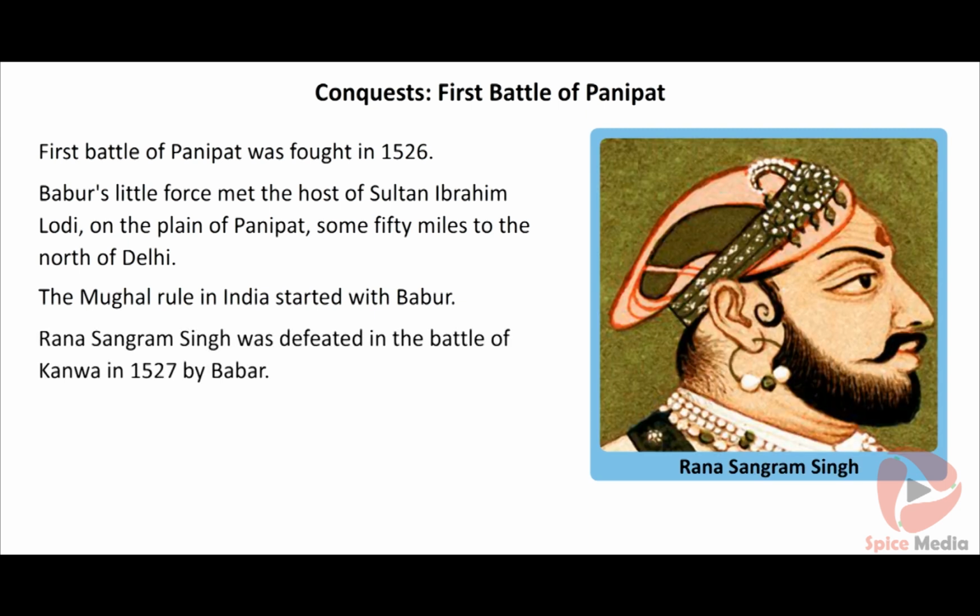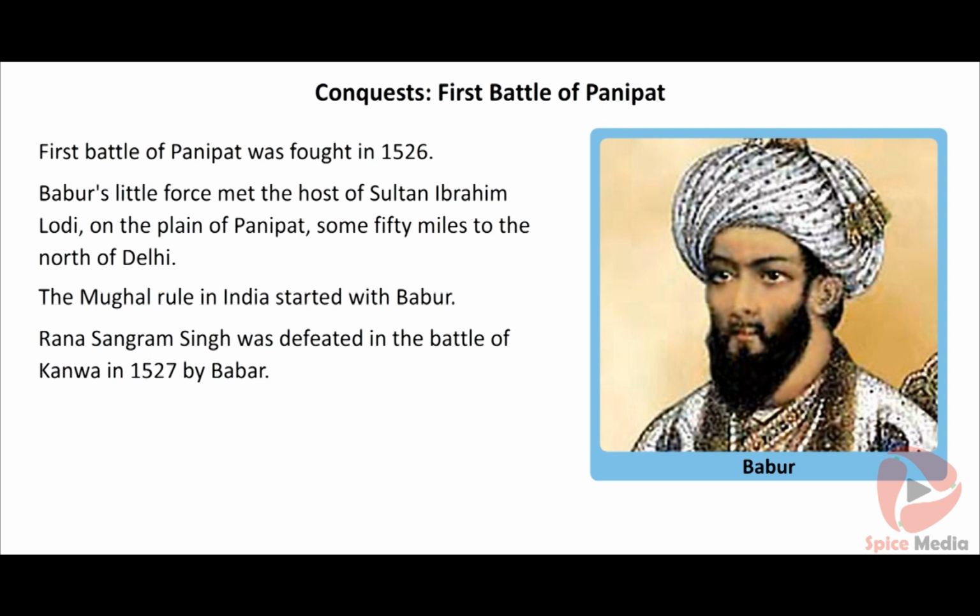After occupying Delhi, he turned his attention towards the Rajputs. Rana Sangram Singh was defeated in the Battle of Kanwa in 1527 by Babur. Later, Babur defeated Sultan Nasrat Shah of Bengal in the Battle of Gogra and also succeeded in winning over the Afghans. Babur died in 1530.